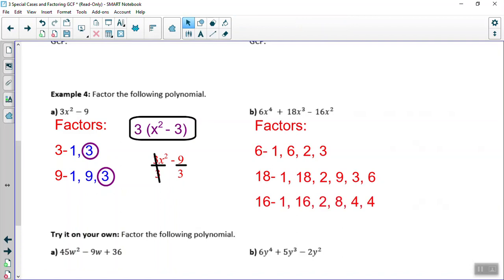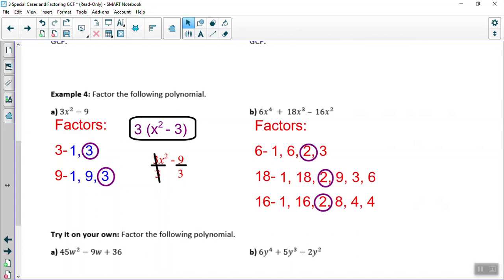When we look, they all have 1 in common. That's always going to happen. 6 and 18 both have 6. They all have a 2. 6 and 18 also have a 3. So the biggest one that all 3 have in common was the 2. Okay, so that 2 is going to be our greatest common factor. So we're going to take each of these terms and divide them by 2. Right? But not just the 2.